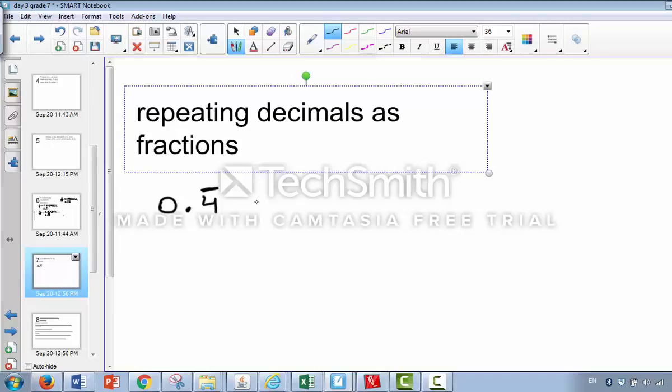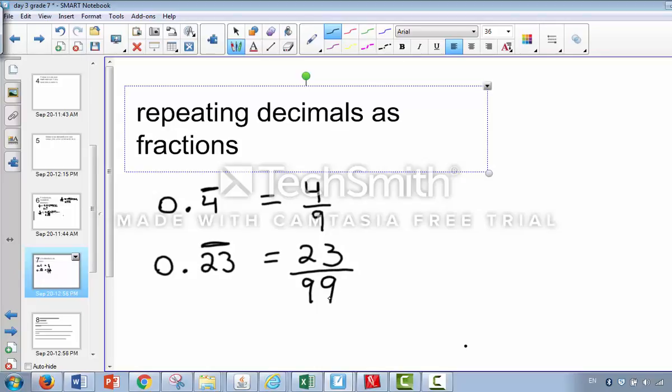So 0.4 repeating. This should be 4 over 9. I'm going to check on my calculator because might as well check because we can. Yes, 4 divided by 9 is 0.4 repeating. Now let's do 2 digits repeating. So let's go 0.23 repeating. My educated guess is this should be 23 over 99. 23 divided by 99 is in fact 0.23 repeating.